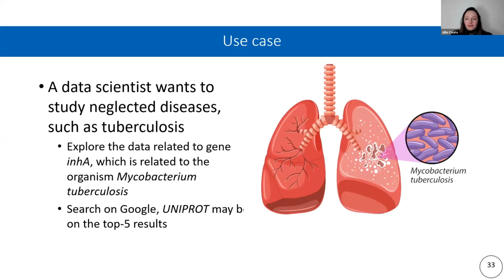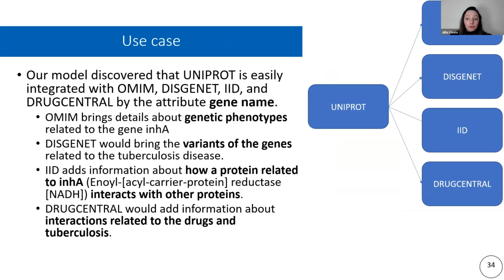Now let's head towards the end by explaining a use case where our model could help a data scientist who wants to study the tuberculosis disease having the gene name. If we Google the gene name, UniProt, which is one of the data sources we used, may be in the top 5 results. It is easily findable in UniProt. And UniProt is easily integrated with OMIN, DisGenet, IID, and Drug Central using the attribute gene name.